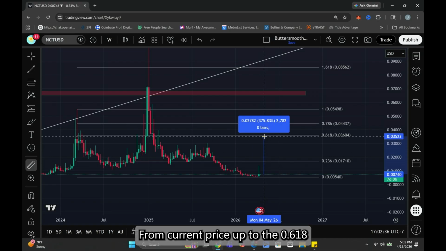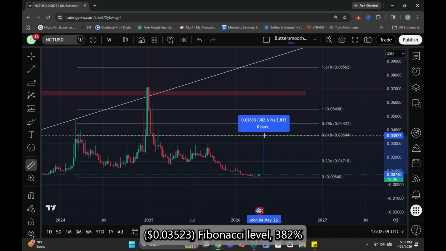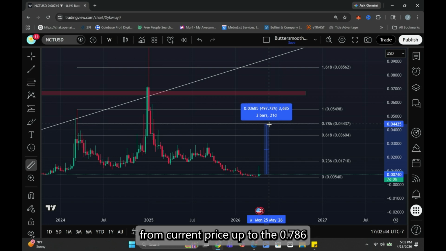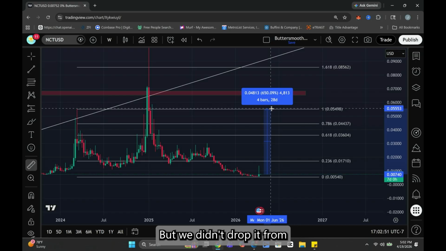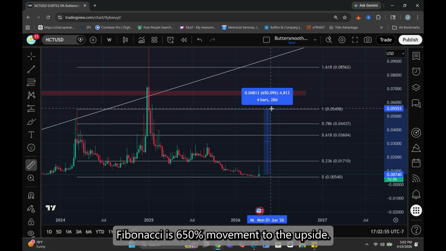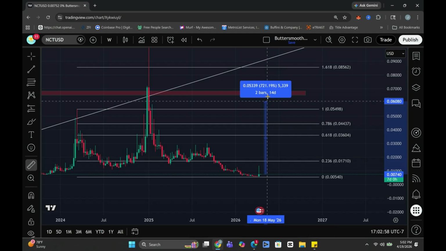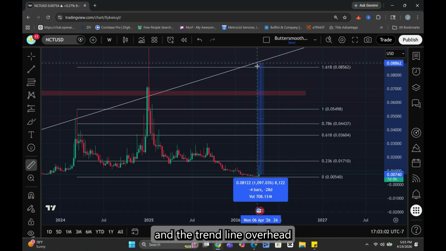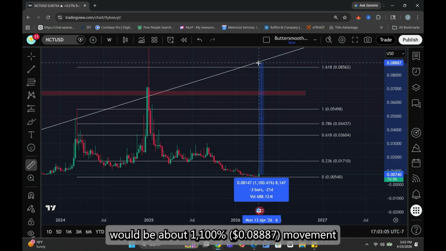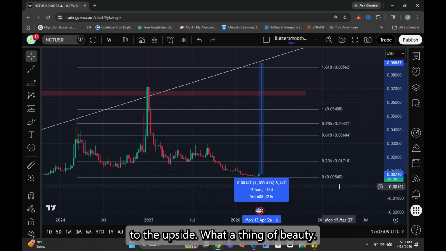From current price up to the 618 Fibonacci level, 382% movement to the upside. From current price up to the 786, 501% movement to the upside. To our one movement, which was our previous high, but we didn't draw it from the swing high on this specific Fibonacci, is 650% movement to the upside. And let's see, the one movement of the 618 and the trend line overhead would be about 1,100% movement to the upside. What a thing of beauty.